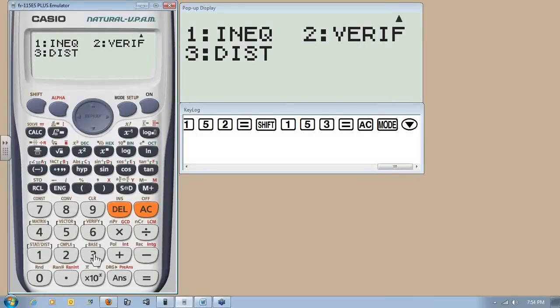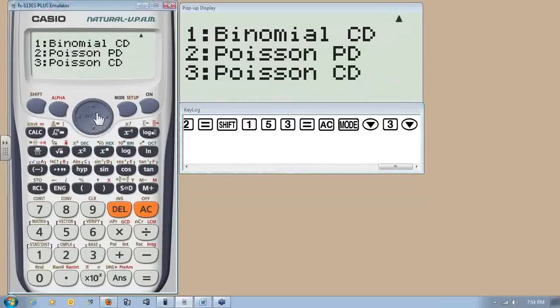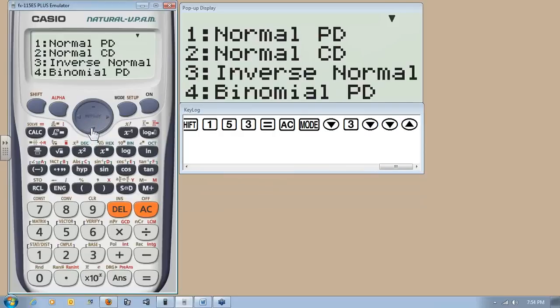Option number 3 says distributions. Now I'm in distribution mode. I've got normal PDF, normal CDF, inverse normal, binomial P, binomial C, and Poisson. Interesting that they went with those options. I would have thought they would put in a geometric. That would be nice to have a geometric one. Maybe I'll have to ask them for that one.